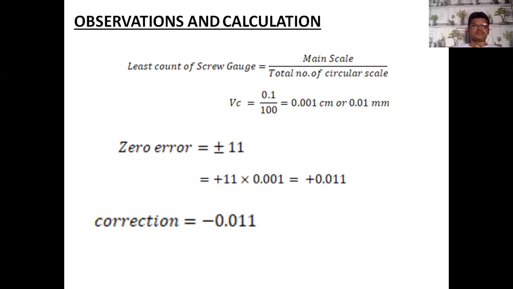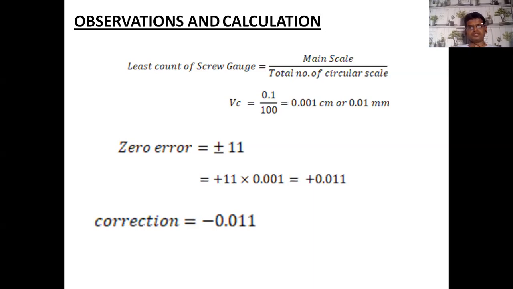And the correction. What is the correction? Correction means the opposite of the error. Suppose we found the error to be plus, then definitely the correction is minus 0.011. Now we found this value with the live demo, with the live practical.